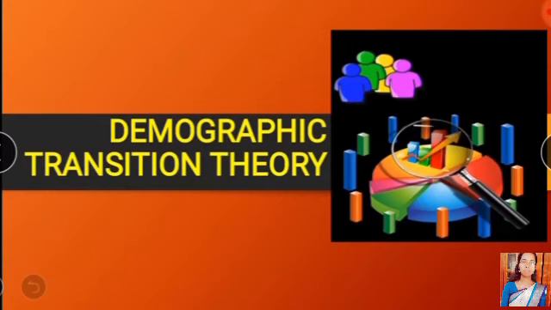Our chapter, world population, distribution, density and growth. Demographic transition theory can be used to describe and predict the future population of any area. This is very important for population studies.